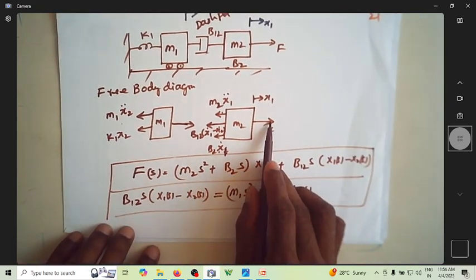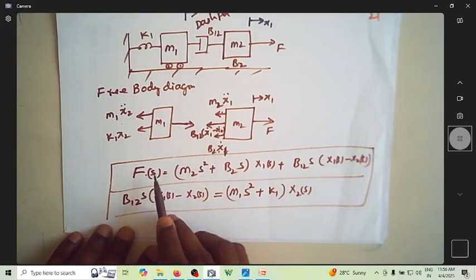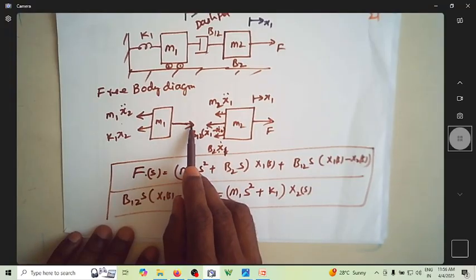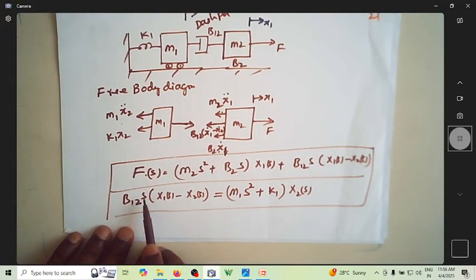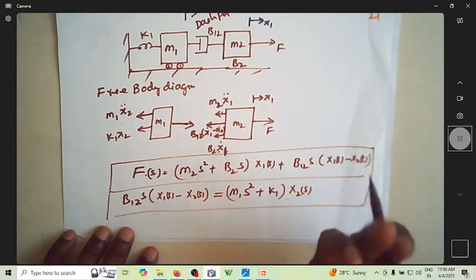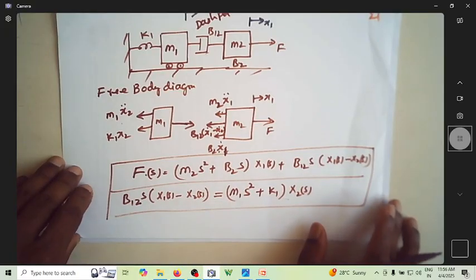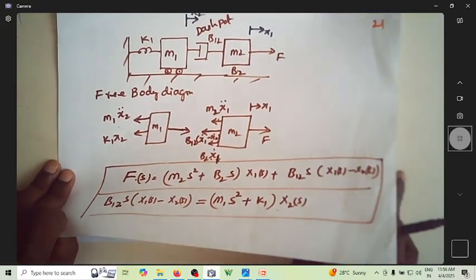We are simply writing the acting force on the left-hand side and the opposing forces on the right-hand side. Wherever it is double dot, I am writing s square, because the Laplace of a double derivative is s square. Let us move ahead and try to find the equations for one more system.